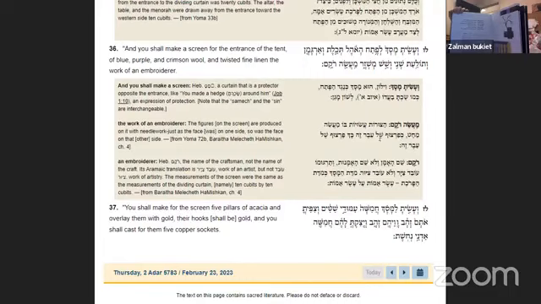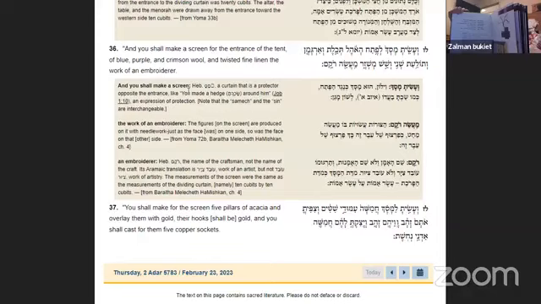Let's go. Where are we? Pasuk 36, sorry. Vasisa masach lefesach ha'ohel, and you shall make a screen for the entrance of the tent. Tcheles v'argamon v'sayla shni v'sheish mashzar maaseh rokem. Of blue and purple, crimson wool, and twisted fine linen, the work of an embroiderer.